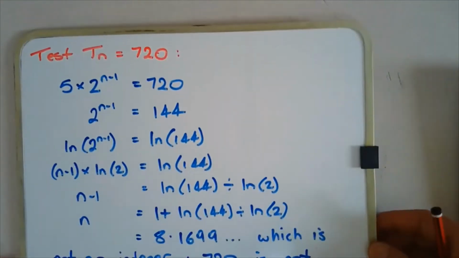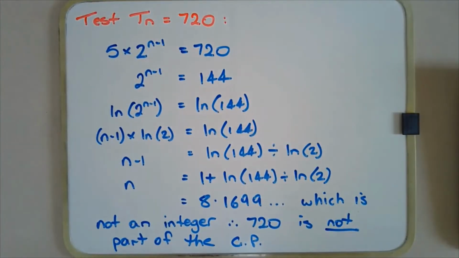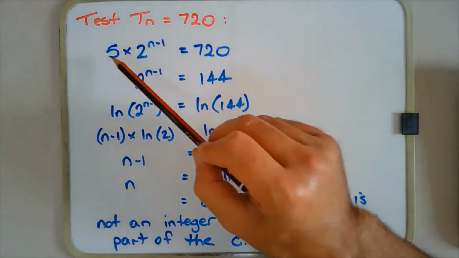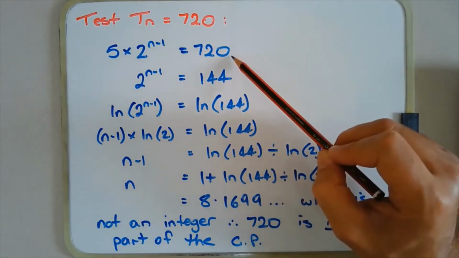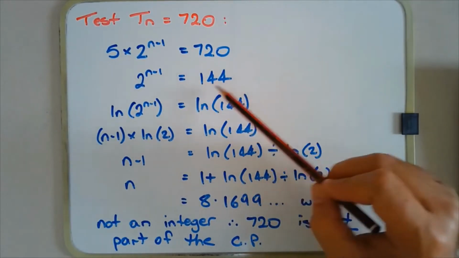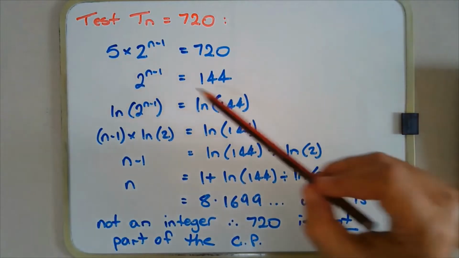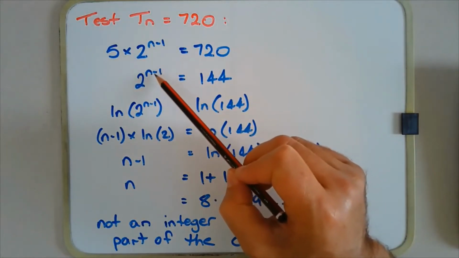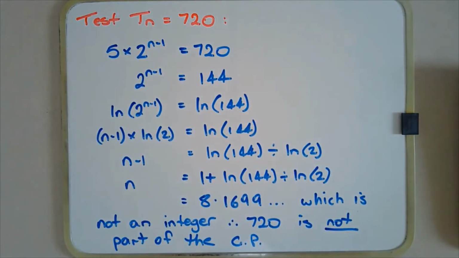Let's have a look at 720. I'm going to test Tn equals 720 in the same way. So 5 times 2 to the power of n minus 1 is equal to 720. Dividing both sides by 5, we have 2 to the power of n minus 1 is equal to 144. Now at this point, without using logarithms, we can see by inspection that there's no integer power of base 2 that'll give us 144. In fact, the closest one will be 128, then it goes to 256 and so on.